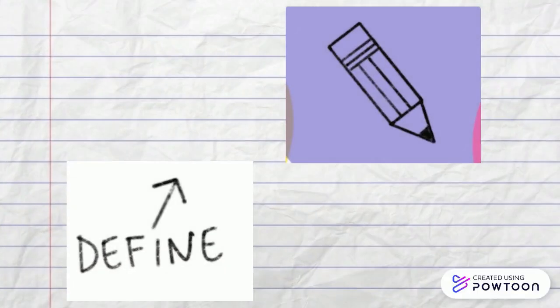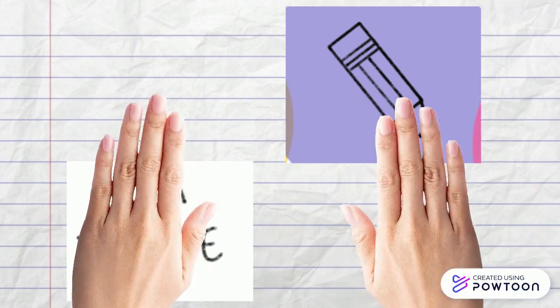The next step of the design thinking process is to define. Define means to think about what is the problem and to say what the problem is. So in a story, we're going to think about what is the problem for the main character. What is going wrong? What's causing trouble for them?